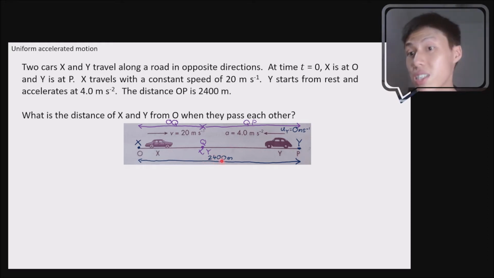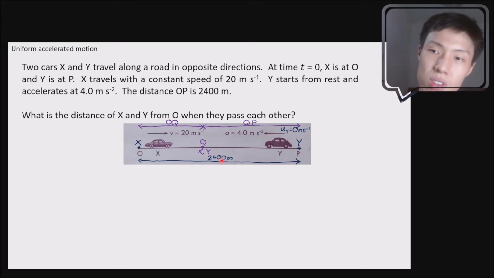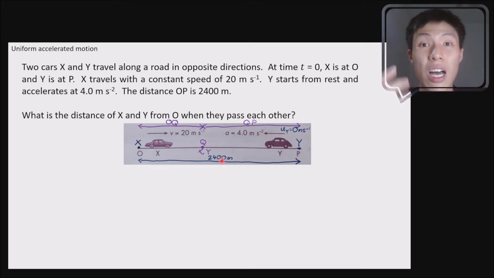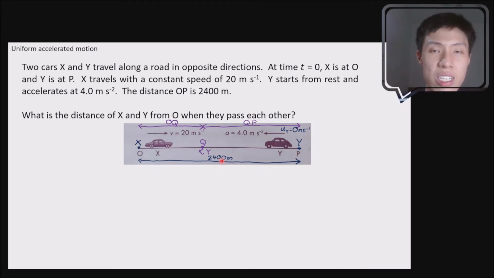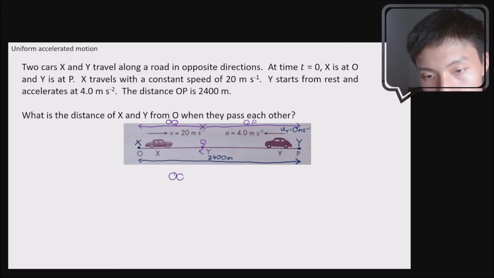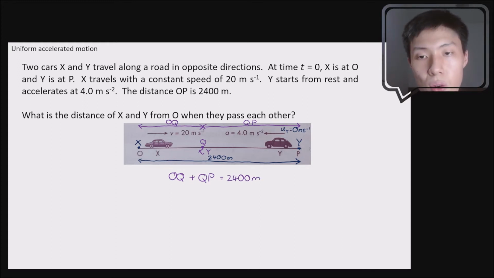Different situations come in different ways, so the main thing that you need to know is how to visualize the situation and how to analyze it. The substitution and the rest are quite easy actually. The main problem is you have to understand the problem clearly. So let's write down what we know here. This distance OQ and this distance QP must equal 2,400 meters. So we need to find OQ and QP in order to solve the problem of finding the distance.